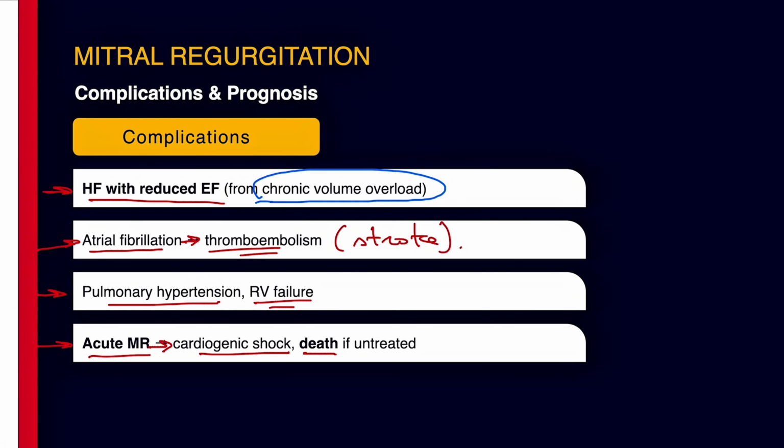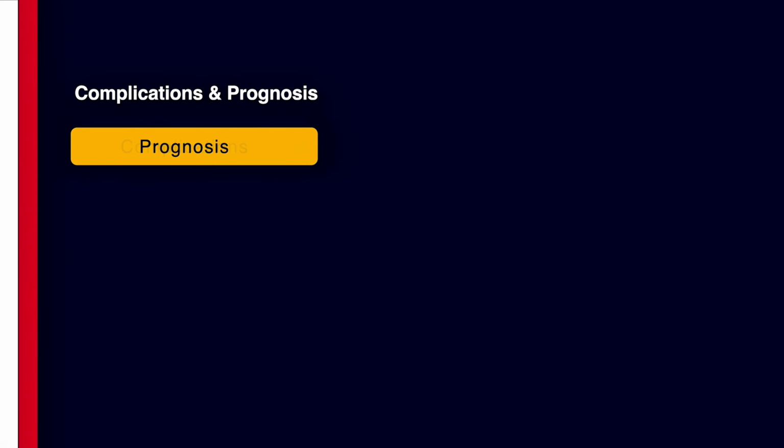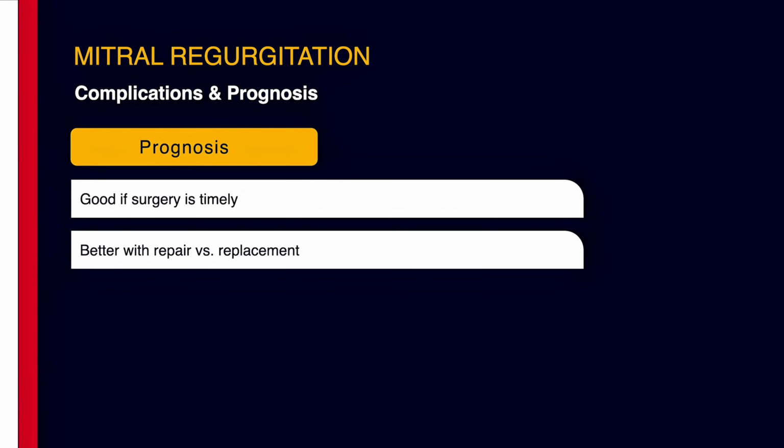In terms of prognosis, in chronic MR, we have an excellent prognosis if the valve is repaired or replaced at the right time, okay? The key is to intervene before the ventricle begins to fail. It makes sense, right? And here's something to remember. Repair is generally better than replacement. It preserves valve function, has fewer complications, and leads to better outcomes long term. Okay? Sounds good?